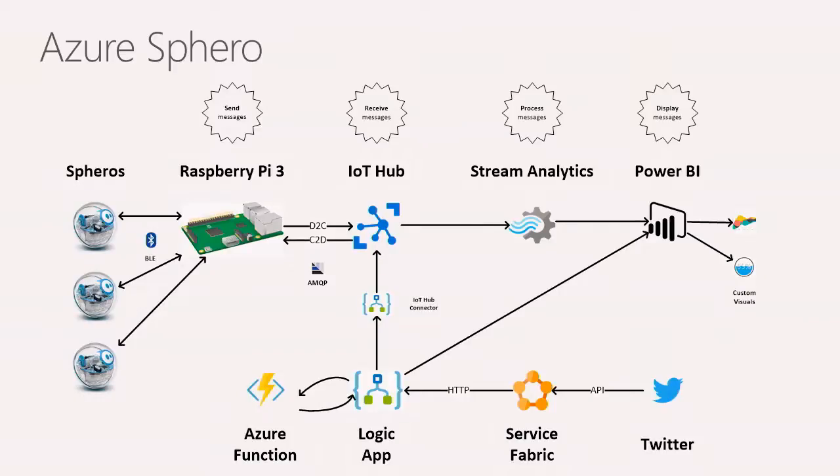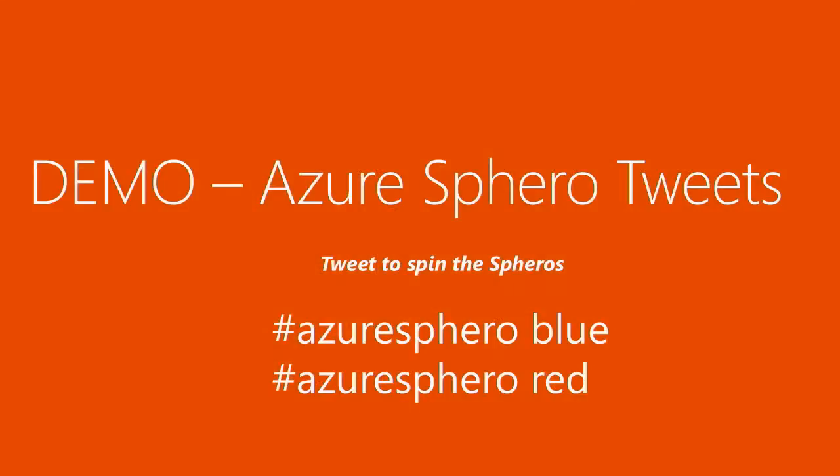And so the IoT Hub sends it to the gateway through BLE back to the device, okay? So now we're going to walk through how I built this crazy concoction of tech. And we're also going to play a little game, okay? We call it Azure Sphero Tweets. I came up with this because I thought it'd be fun. So if you open Twitter, Azure Sphero, red or blue, please do this now. You'll see a move.